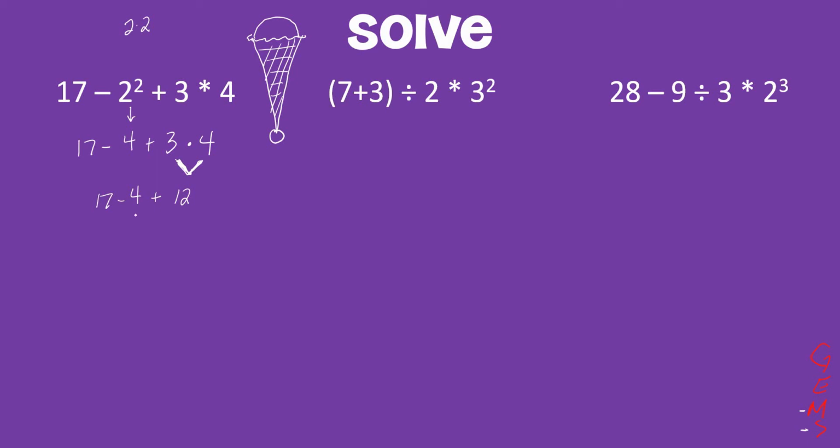And I start from the left and I work my way to the right. So here I actually do see that I have subtraction first. So I need to do 17 minus 4, which is 13. And then I'm going to add the 12. That's my very last step, so I know I can go ahead and complete it, and I get 25. So then I have my beautiful ice cream cone with the gumball at the end.